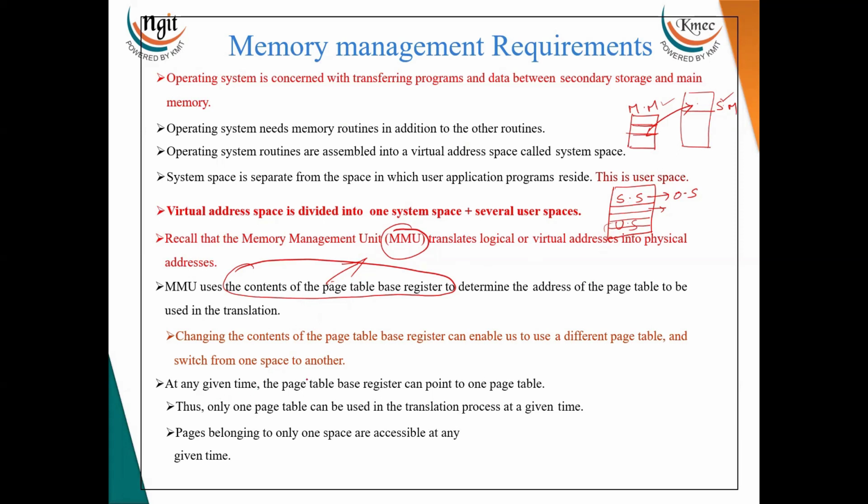But at any given time, the page table base register can point to only one page table. Each user space has its own page table, but at any given time, only one page table will be pointed to by the page table base register. So the meaning is that pages belonging to only one space are accessible at any given time. This is done by the operating system, and the management routines take care of this.